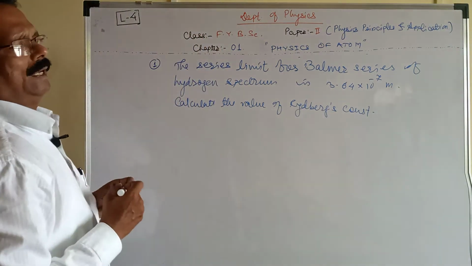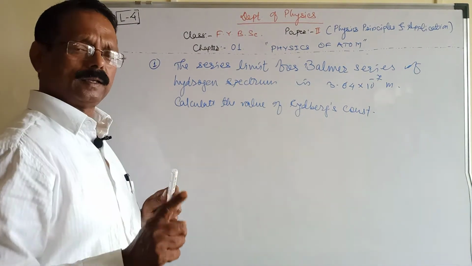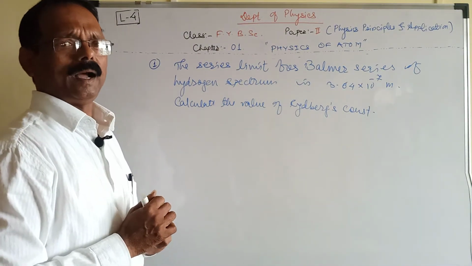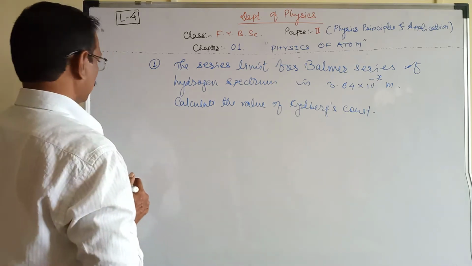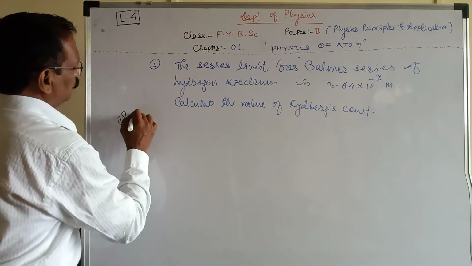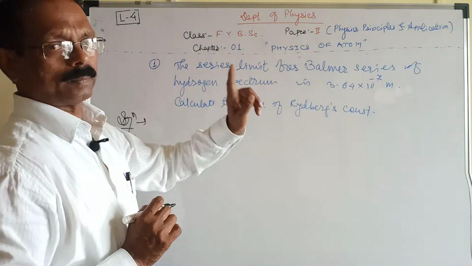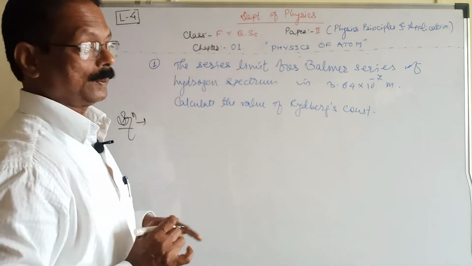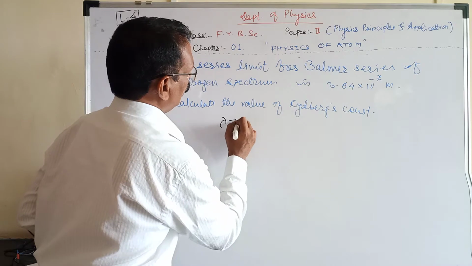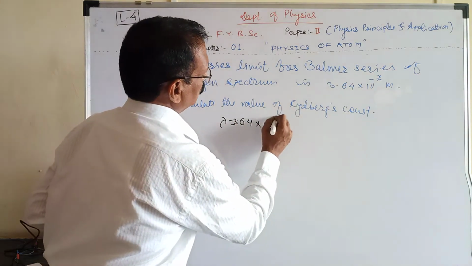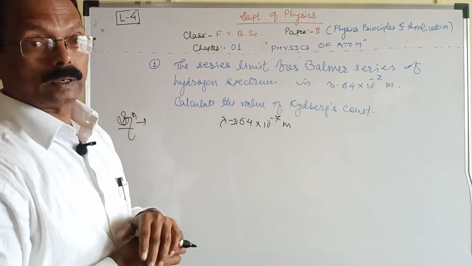For solving the example, read the example carefully. Some information is given, some information is indirectly given, and then we have to write what is asked and solve the example. Solution: the series limit for the Balmer series of the hydrogen spectrum is given, so lambda is equal to 3.64 into 10 raised to minus 7 meter. And we have to find the value of the Rydberg constant.